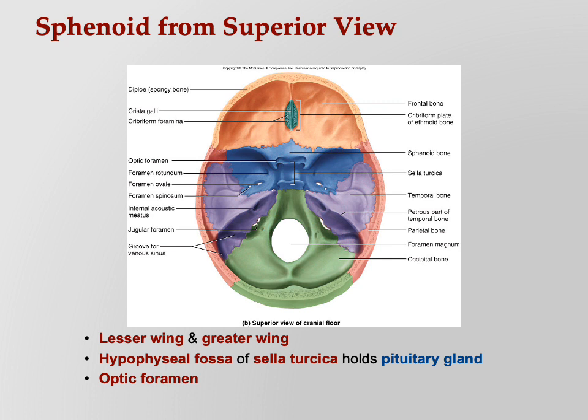Then you can see the optic foramen. There's 2, one on each side, so they would both be optic foramina. That's where the optic nerve passes through. That's how your eyeball communicates with your brain. The optic nerve runs from the eyeball through the optic foramen to the brain, and that's how you see the world. The optic foramen is where cranial nerve number 2 passes. That is the optic nerve.